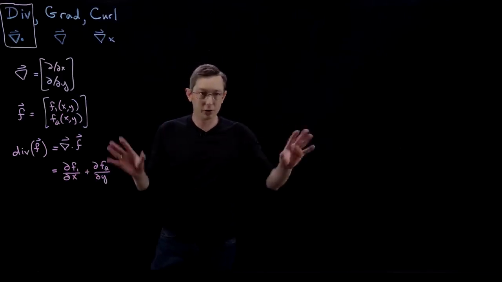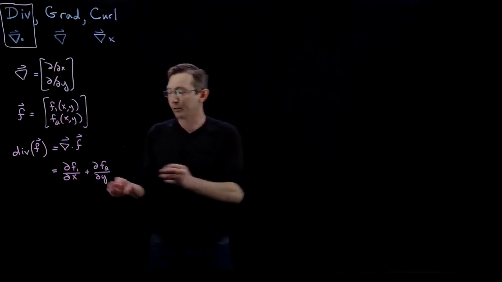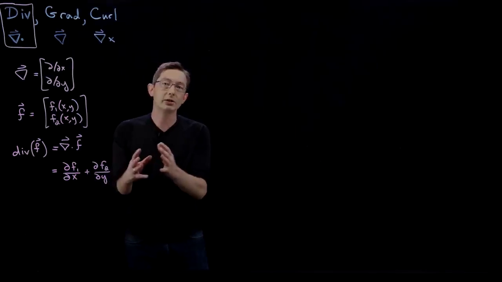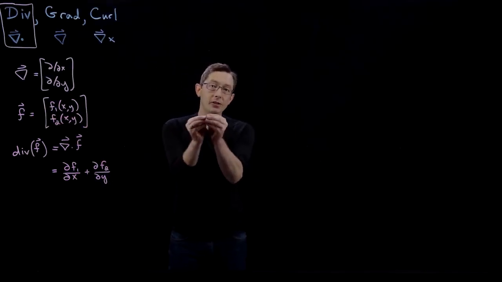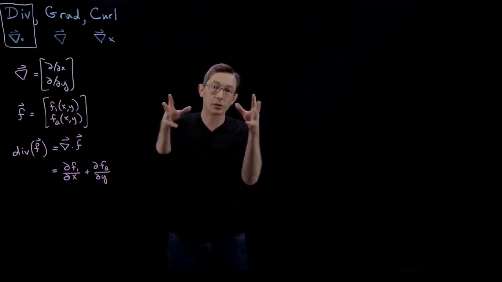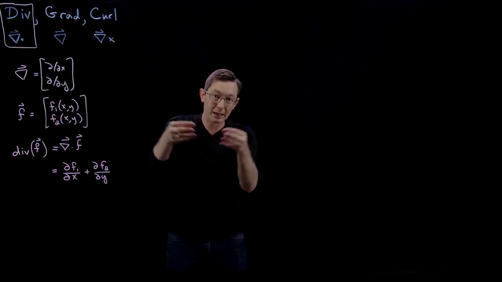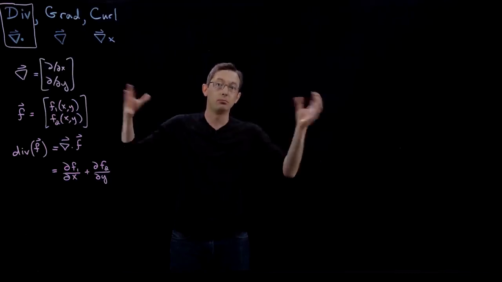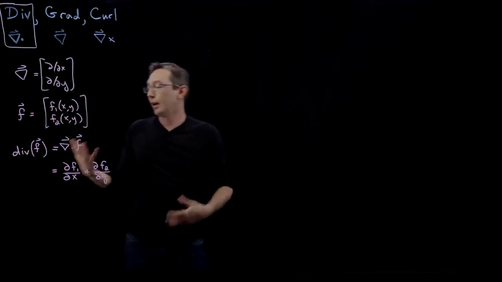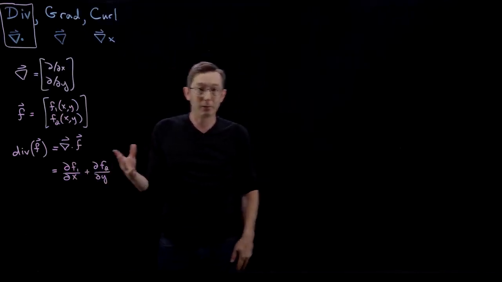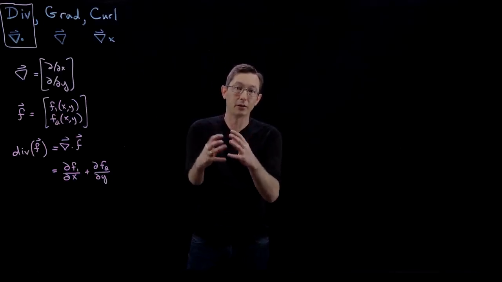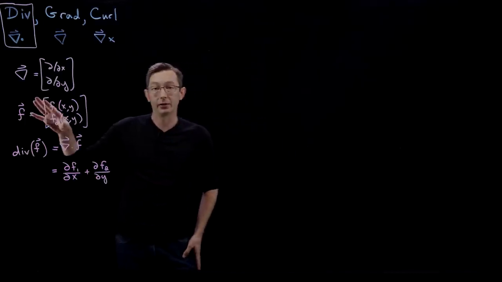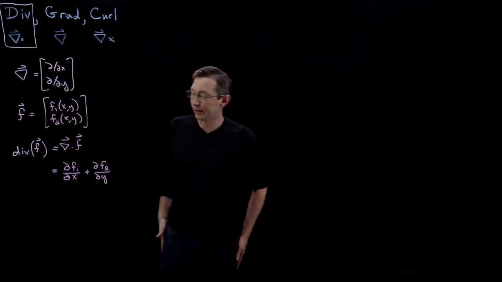I'll show you in pictures in a minute, in some examples. This quantity tells you how much that vector field f is locally sourcing out or sinking in, kind of pulling material in or blowing material out. And if the divergence is 0, then there's no net local compression or compressibility of that vector field. So we'll talk about this in a little bit.